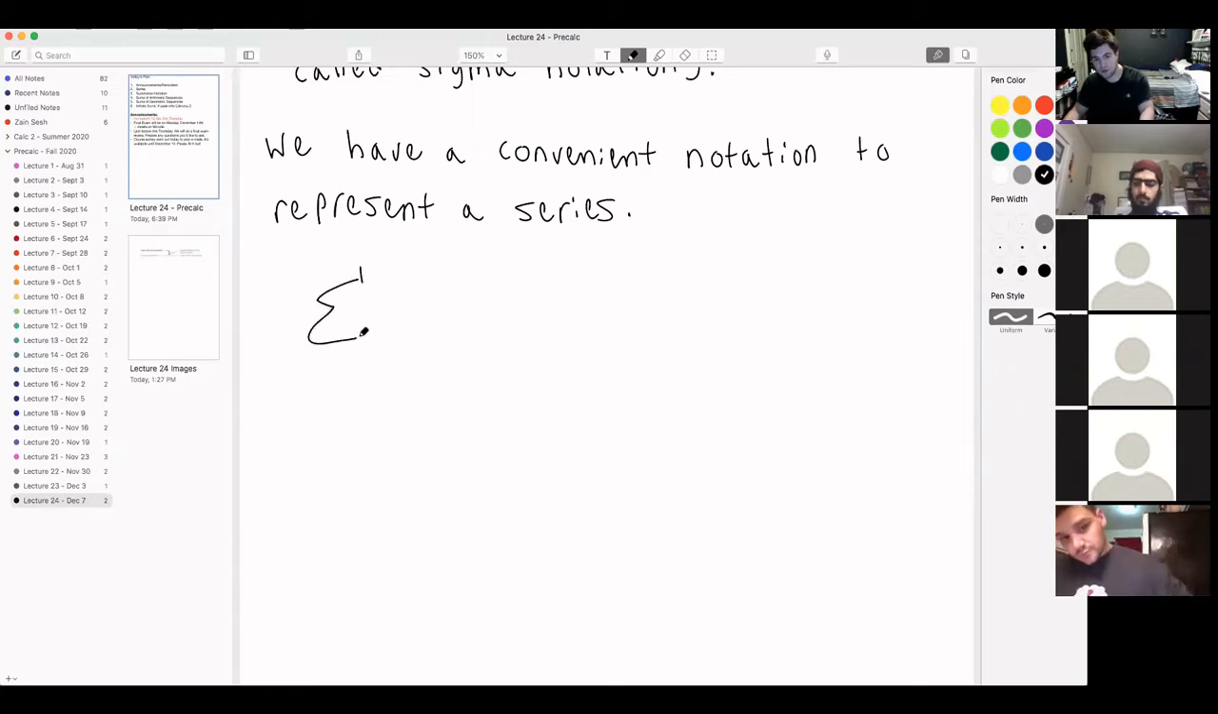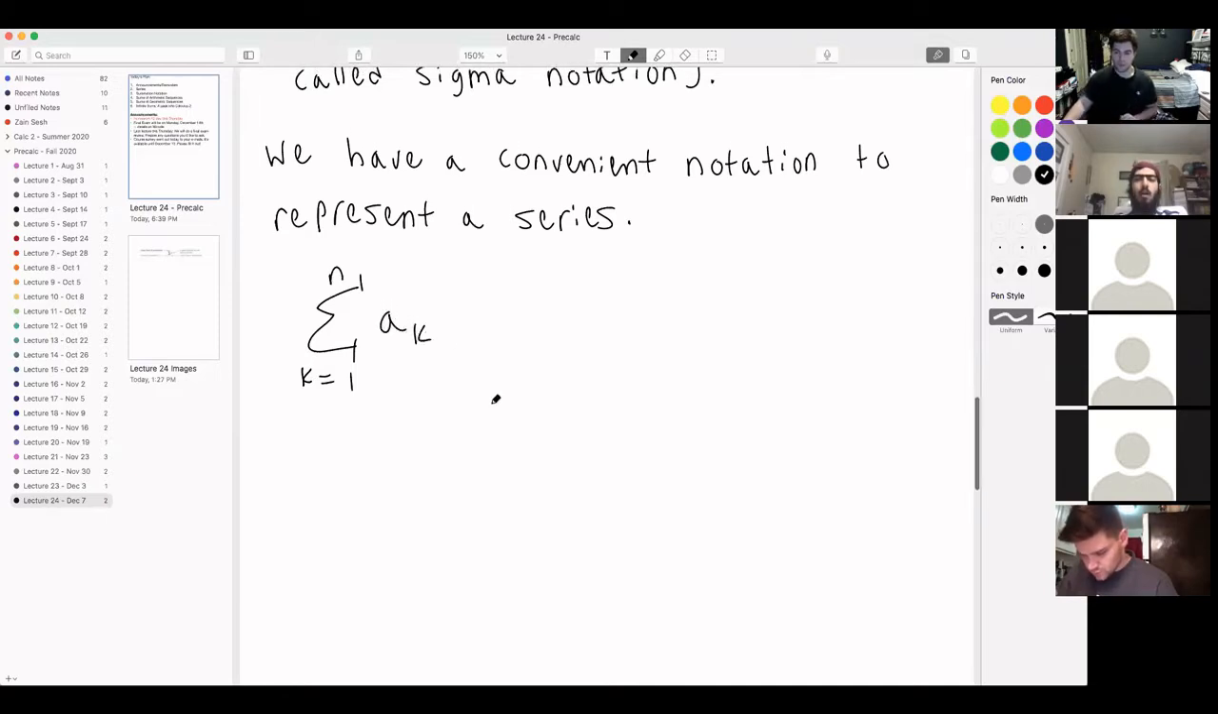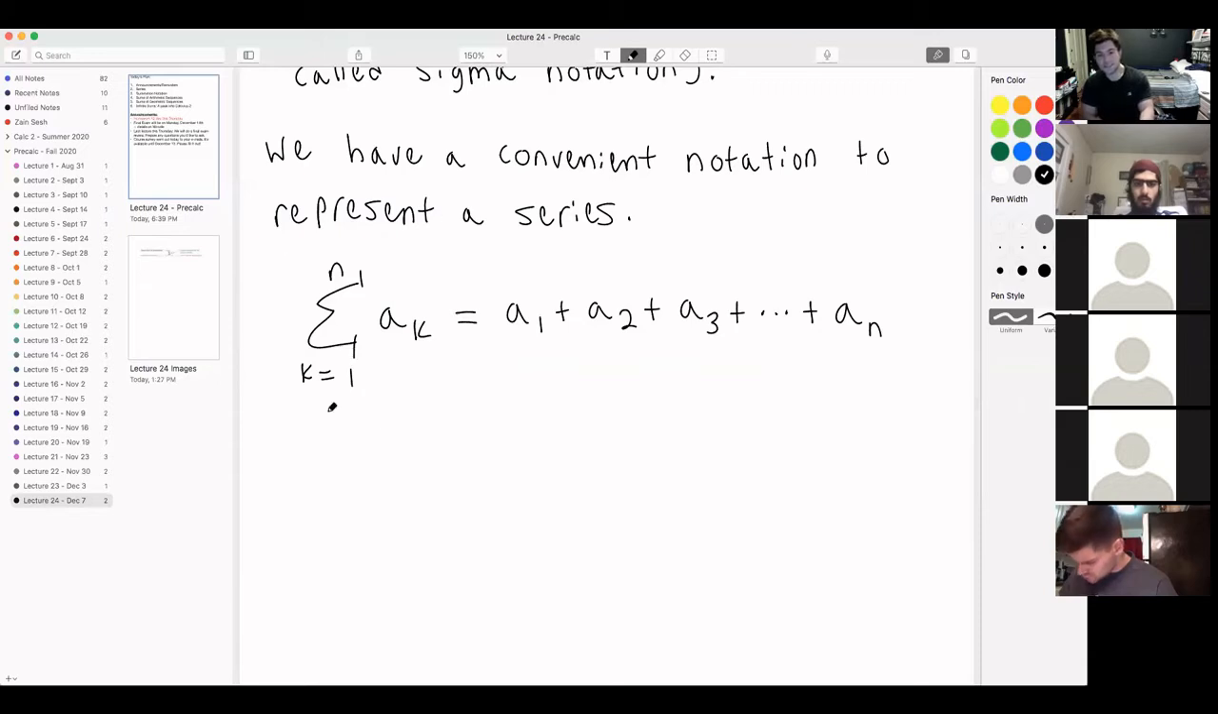You draw a capital sigma. I'm going to explain everything. On the bottom, you write k equals 1. On the top, you write n. Next to it, you write a sub k. This is equal, by definition, to a1 plus a2 plus a3 plus ... plus a sub n. That's what the symbol on the left stands for. You sum up this sequence a sub k, you start at 1, and the top number n tells you where you stop your sum. Since the top number is n, my last term in the sum is a sub n.